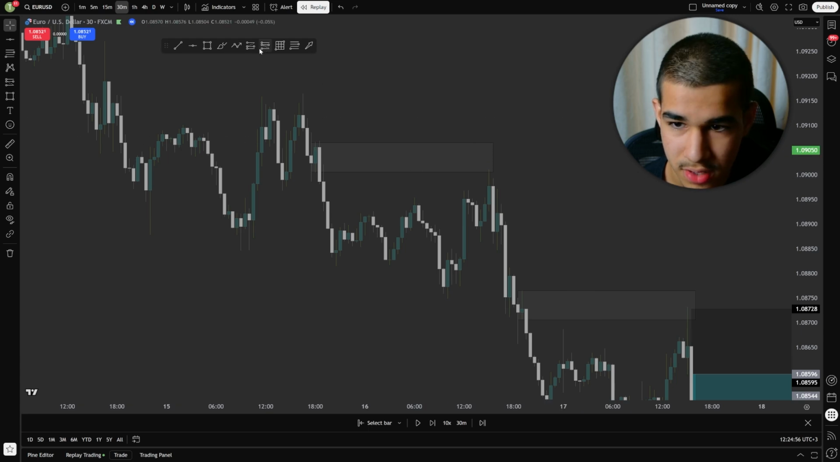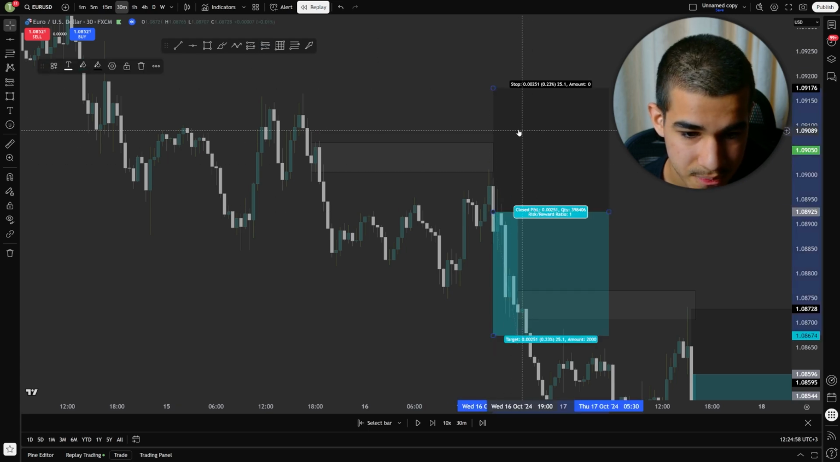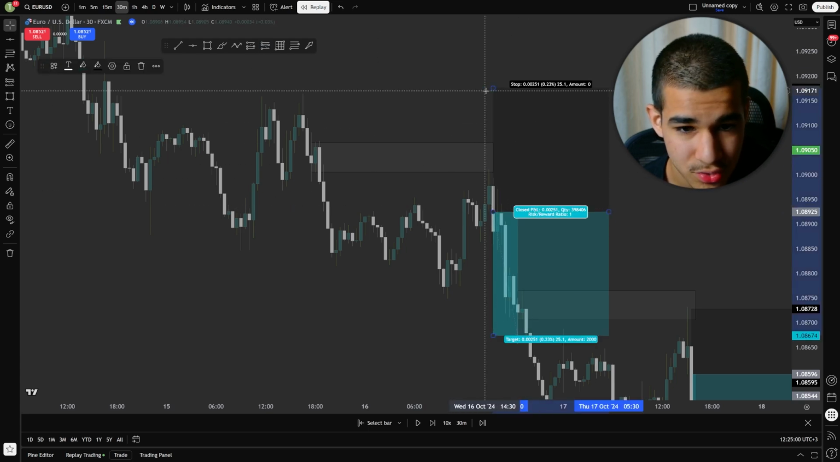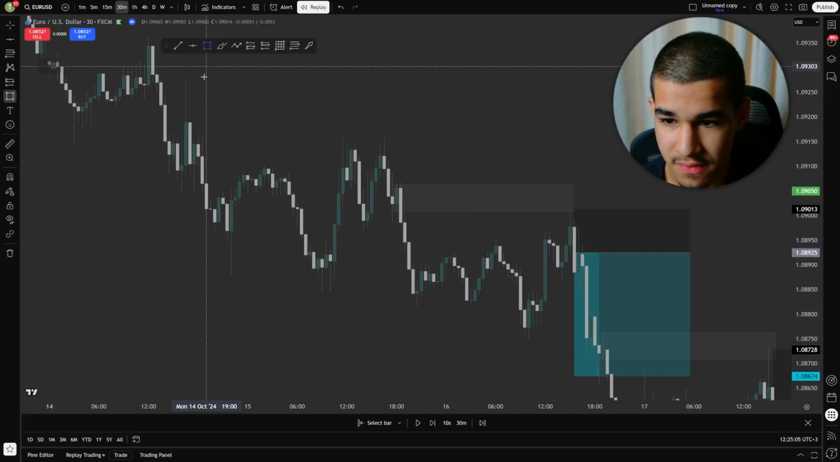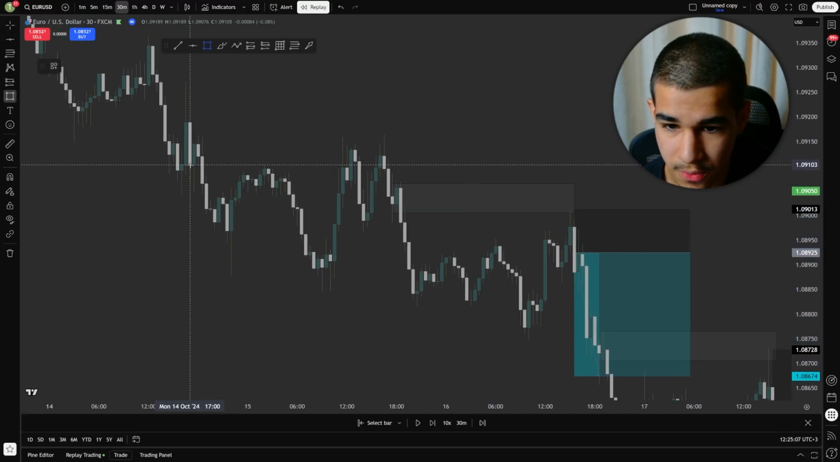Now this is a break of candle as well, just like that. You enter on the previous candle's lower wick. It broke that, and then you enter. And I think I have another example right here as well.